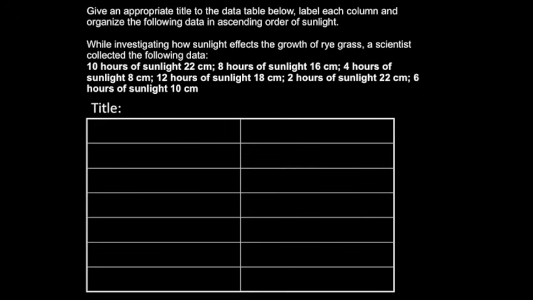Here it says give an appropriate title to the data table, label each column, and organize the following data into ascending order of sunlight hours, because that's what they're measuring in. While investigating how hours of sunlight affect the growth of ryegrass, a scientist collected the following data. We're going to make sure we put it in order of ascending hours of sunlight. So we start at 2, go to 4, 6, 8, 10, and 12. But there are a few steps we have to do first.